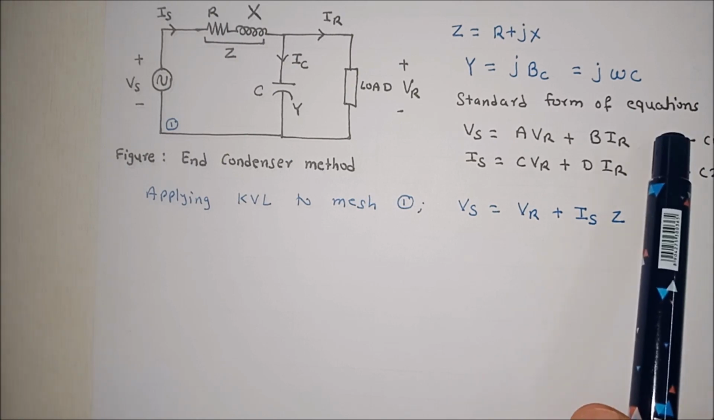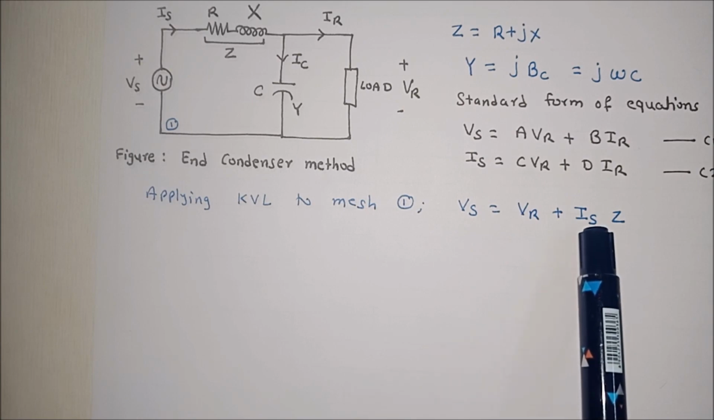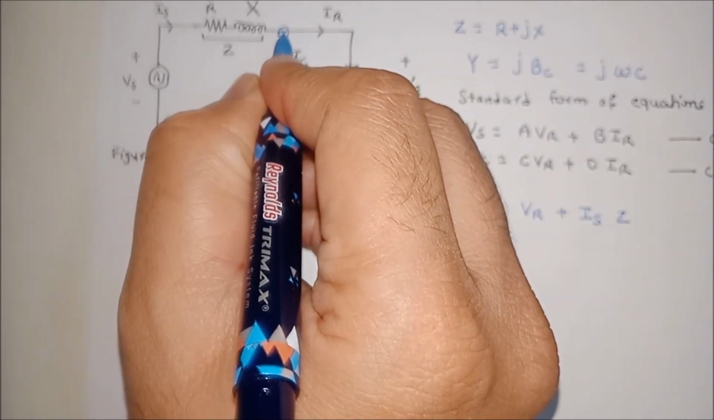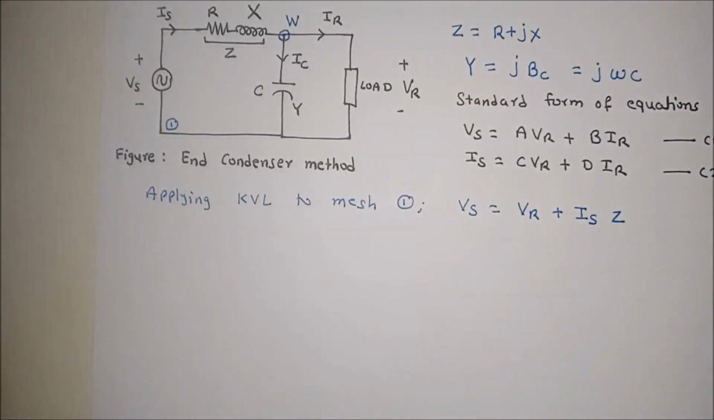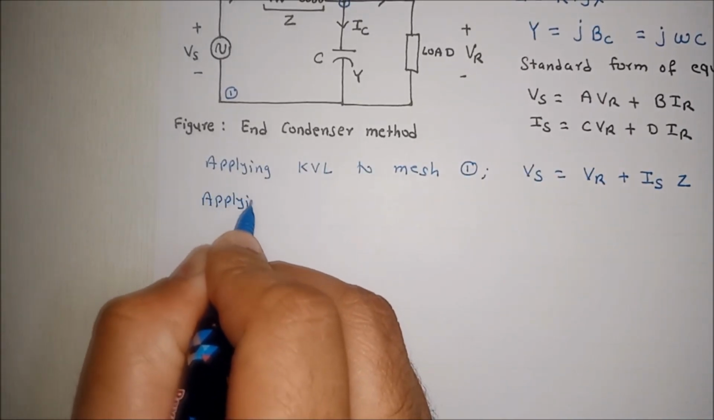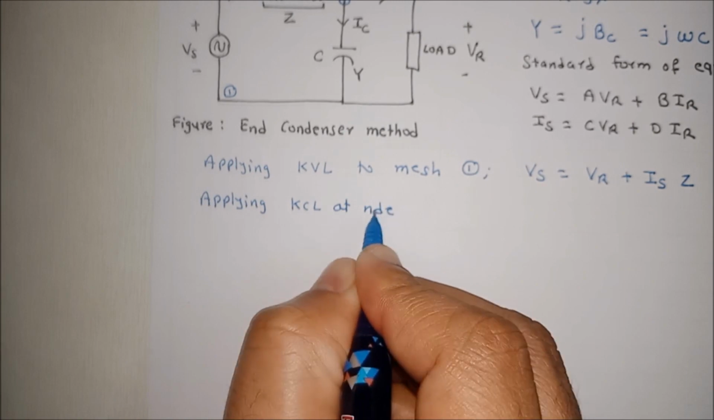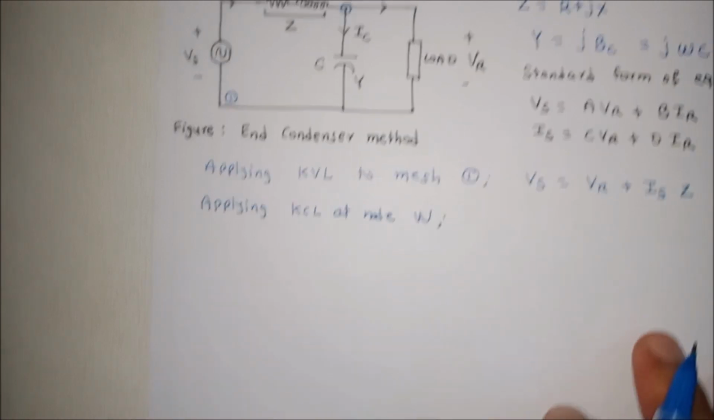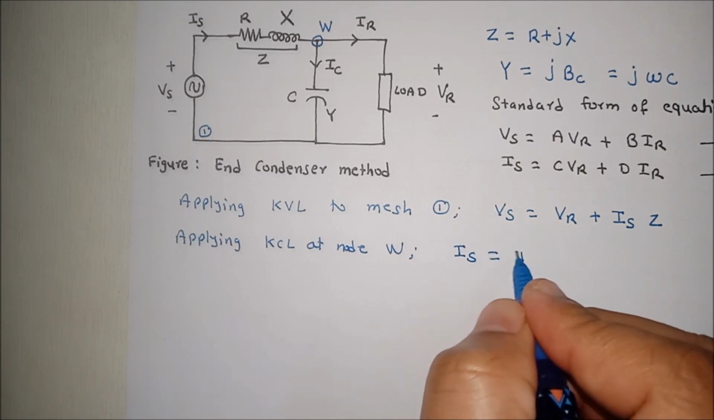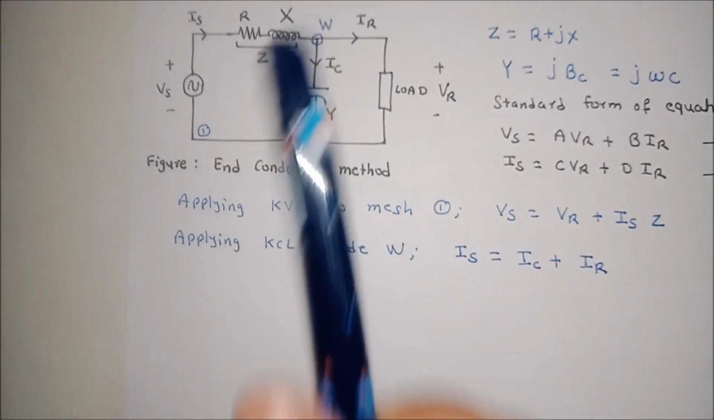Now if you compare this with equation 1, VR is there, but we don't want Is. So we need to eliminate Is. How can we eliminate Is? We need to express Is in terms of VR and IR. For that, we can apply KCL to this particular node. Let us call this node W. Applying KCL at node W, the incoming current is Is, which is equal to the outgoing current, that is IC plus IR. So Is is equal to IC plus IR.